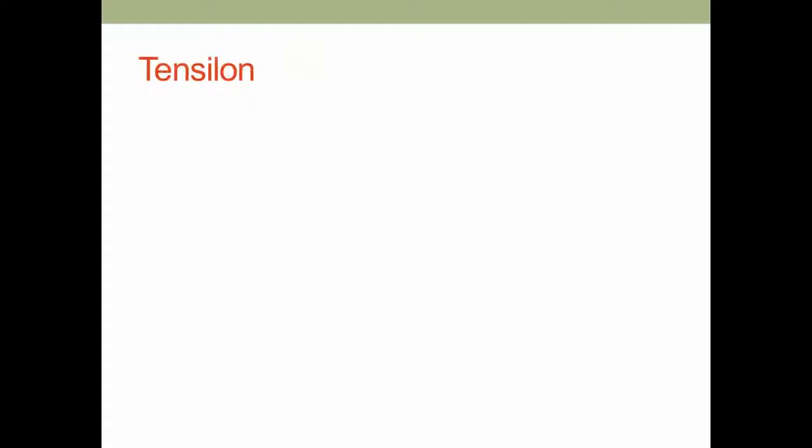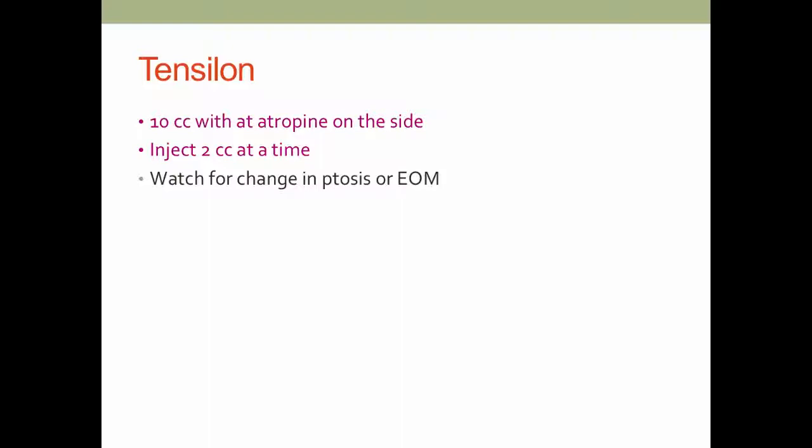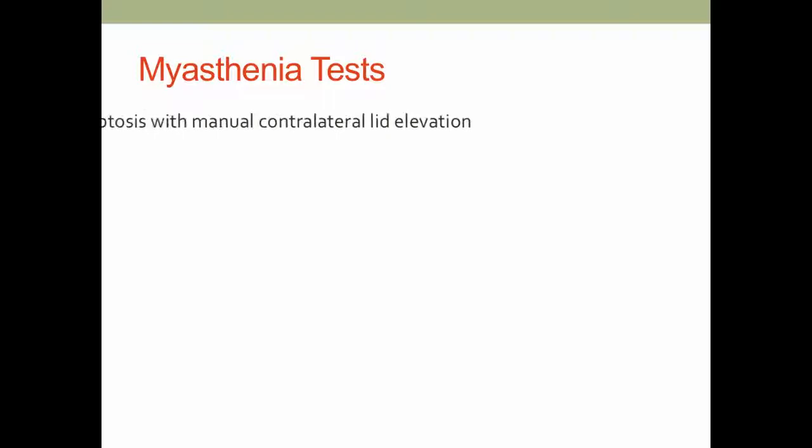Tensilon is done with 10 cc's of atropine. The old way used to be injecting a large amount of Tensilon. Now it's done slowly to reduce the chances of any type of reaction. Not very often done at this particular point.